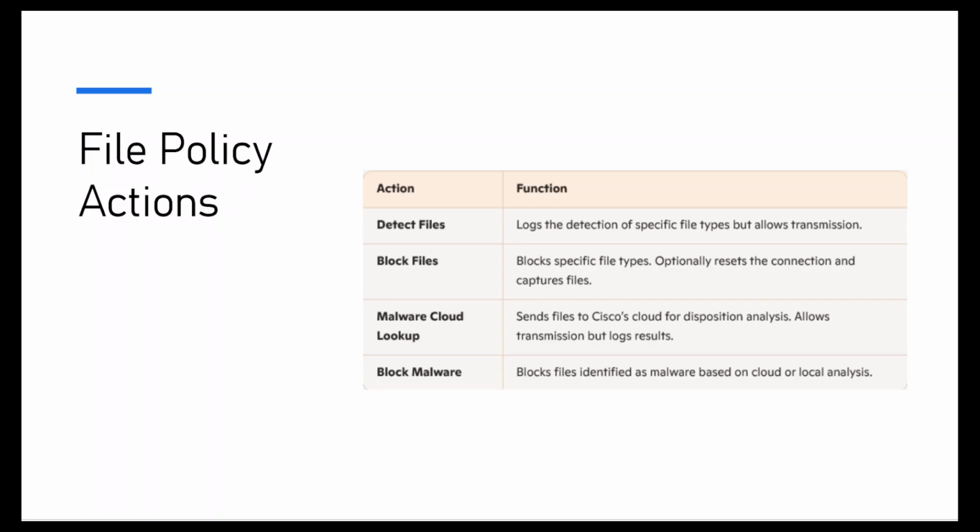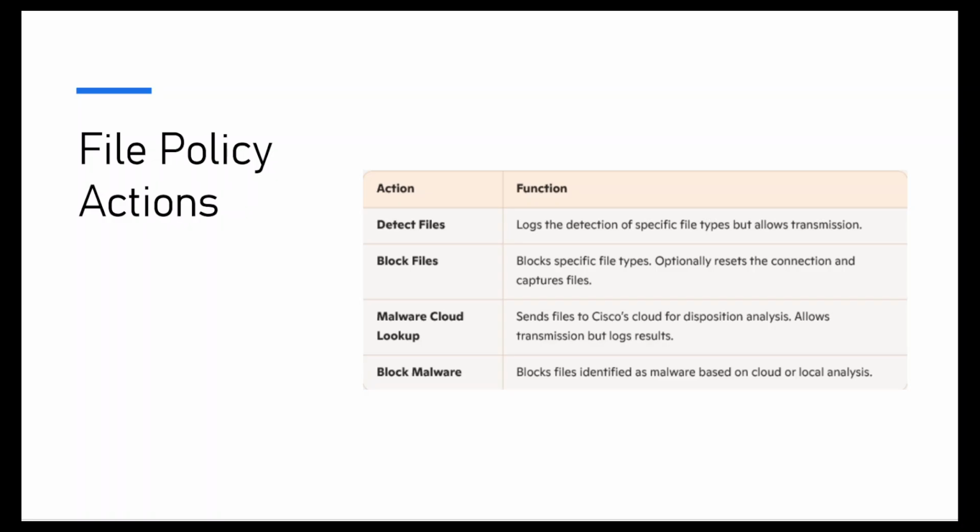Now, next is block files. Block files, you will use when you want to block whatever the verdict is. I do not care. Good, bad, whatever it is, just block the files. Like blocking all PDF files, blocking all, you know, any other kind of files, whatever file types are supported in the Cisco FTD. Okay. Then another option is malware cloud lookup.